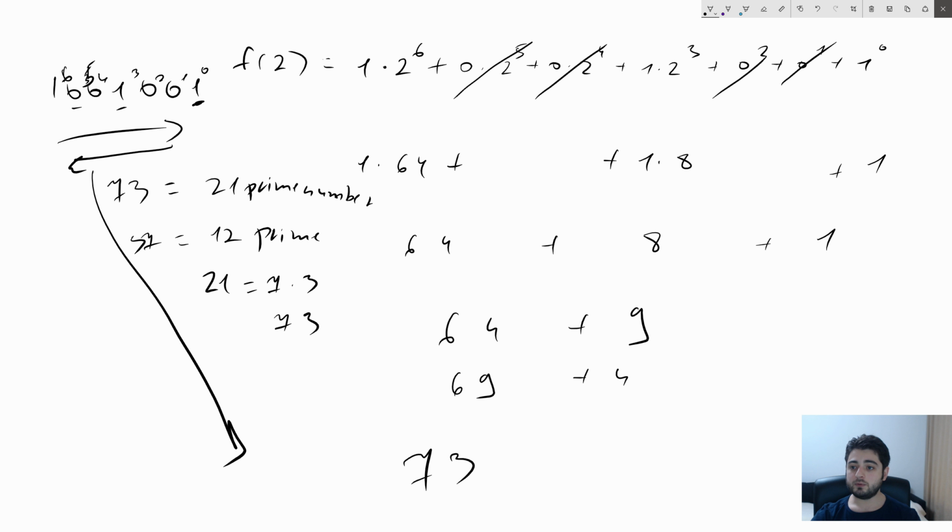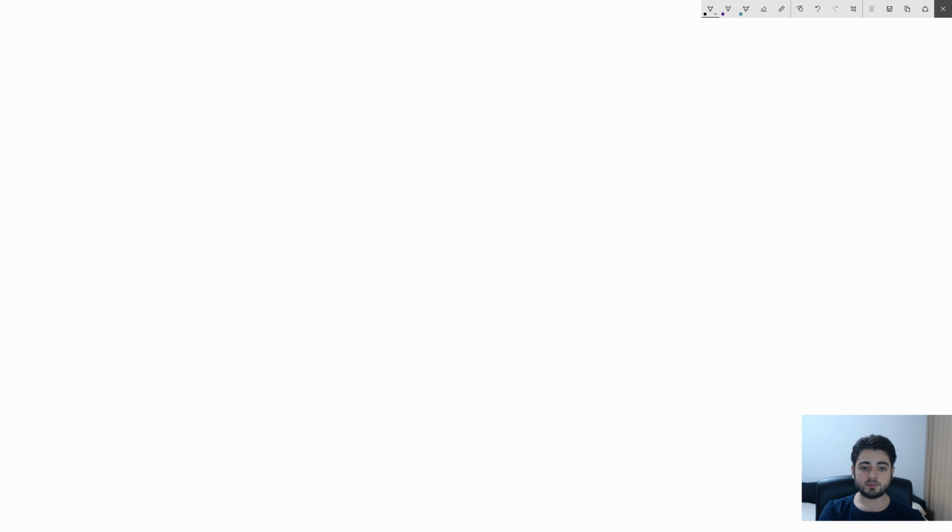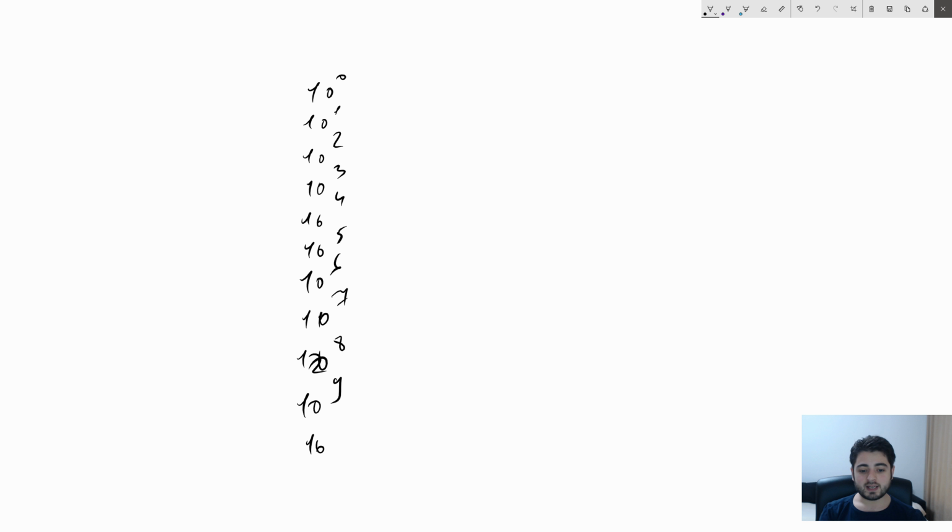So let me remove everything over here. Let me write something down for you. We're going to have 10 to the power of 0, 10 to the power of 1, 10 to the power of 2, and so on until I need 12. I need 12 because for the hexadecimal example, we had to go to the power of 12, right? So 10 to the power of 12, right?